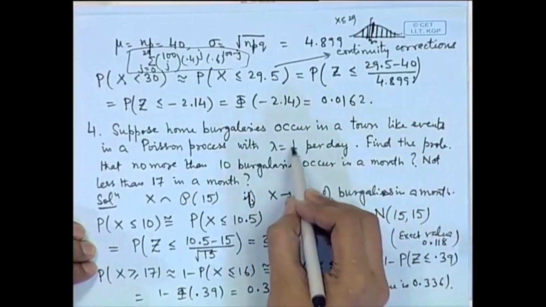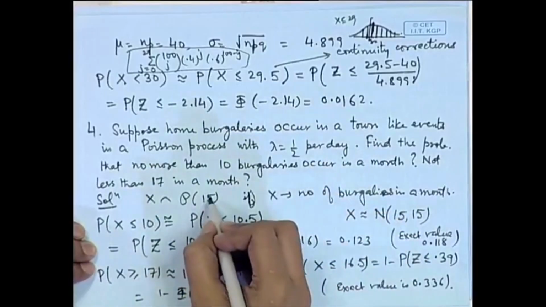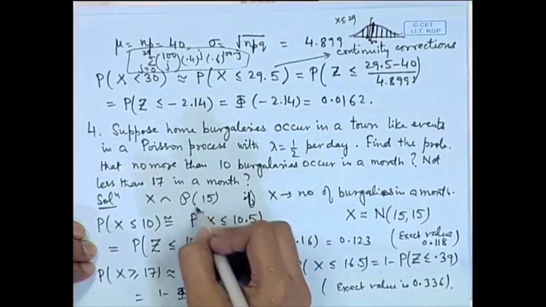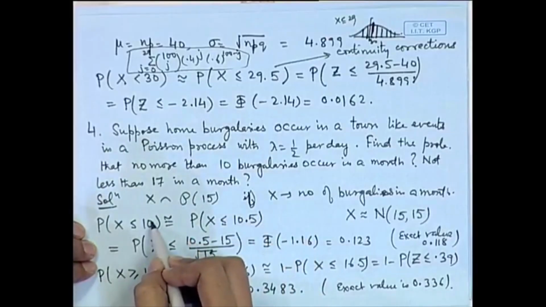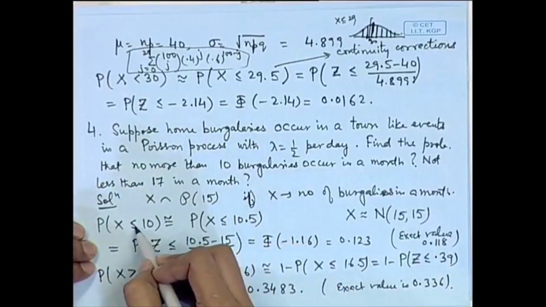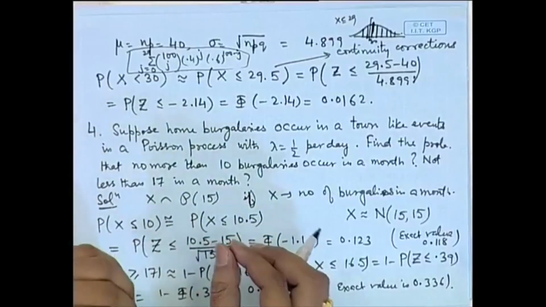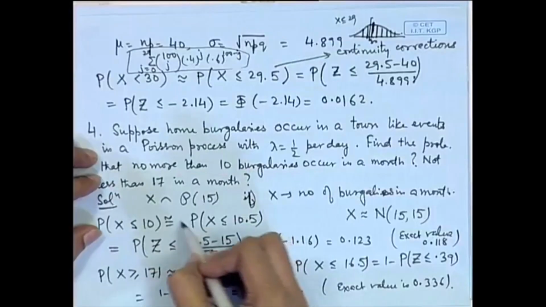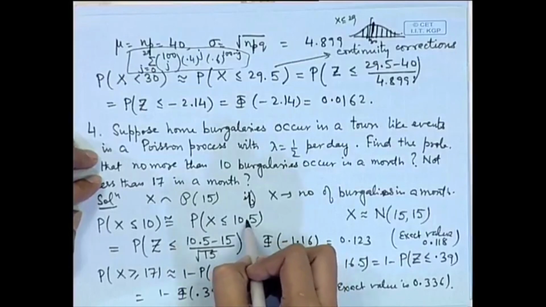Since lambda is half per day, in a month we assume 30 days. So, the parameter lambda will become 15. So, probability x less than or equal to 10. Again we make use of the continuity correction. Since it is less than or equal to 10, it is also the same as probability x less than 11. So, in normal distribution it could have been calculated as x less than or equal to 10 or x less than or equal to 11. So, as a continuity correction we take the midpoint, x less than or equal to 10.5.